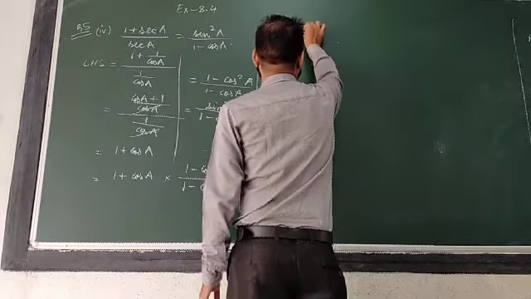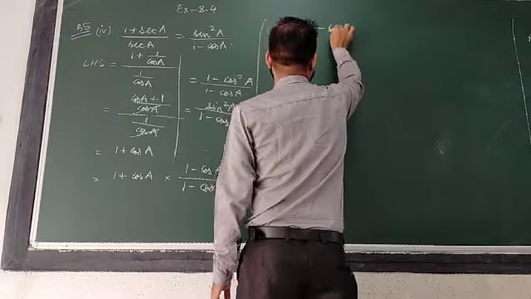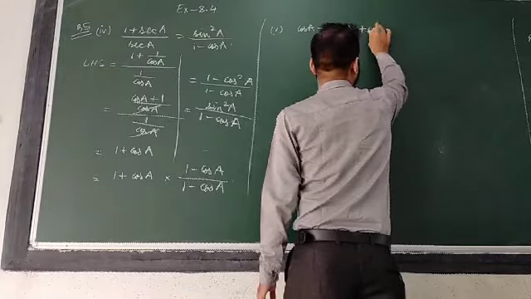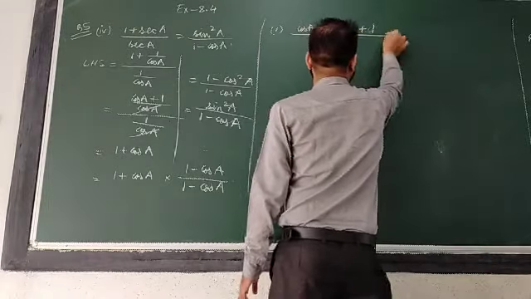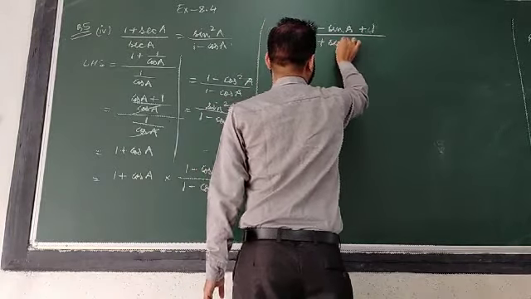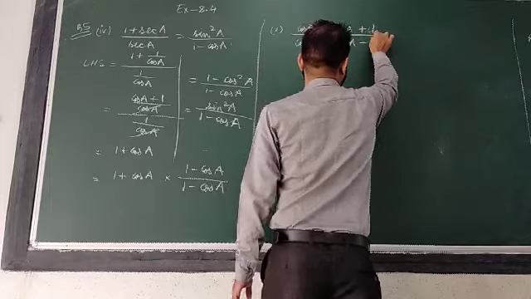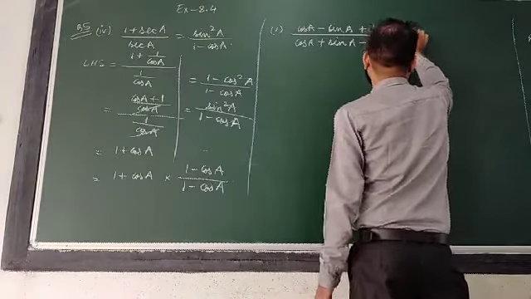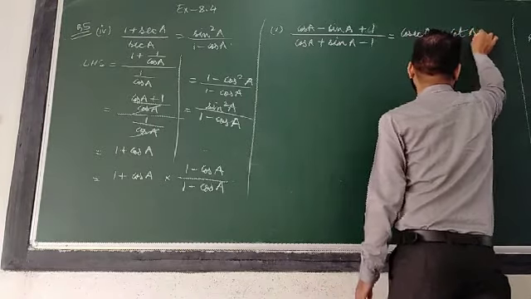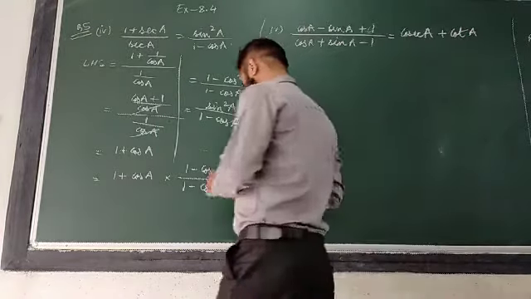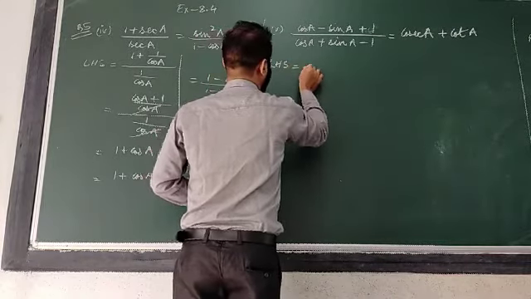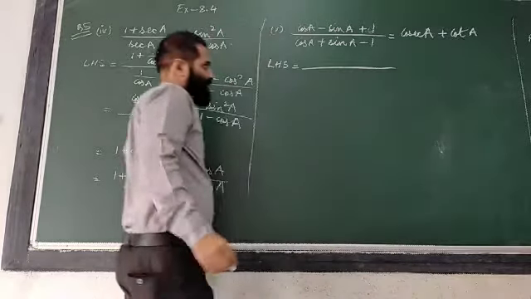(cos A minus sin A plus 1) by (cos A plus sin A minus 1) equals cosec A plus cot A. So write your LHS.